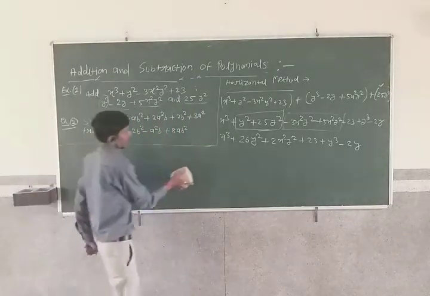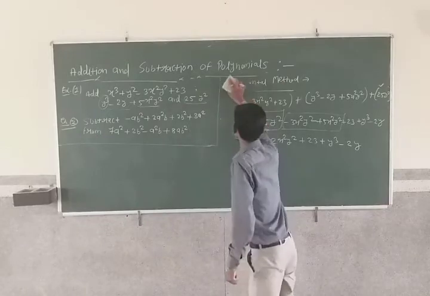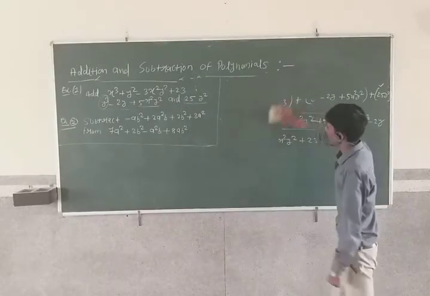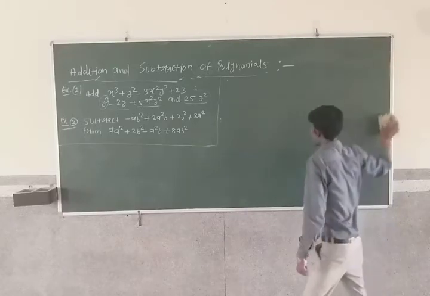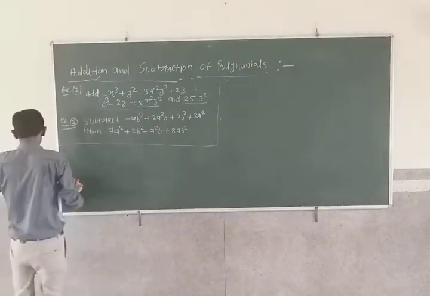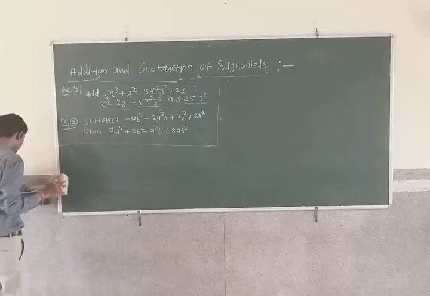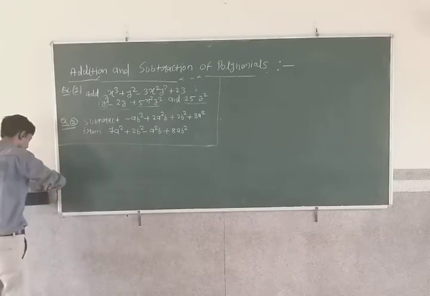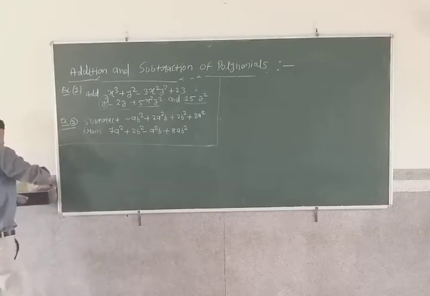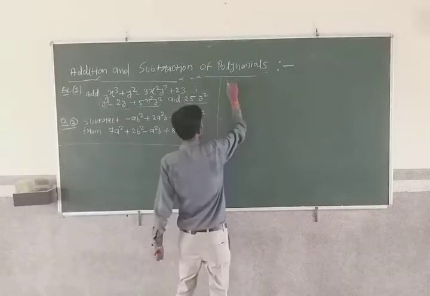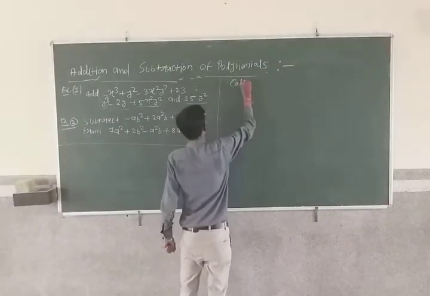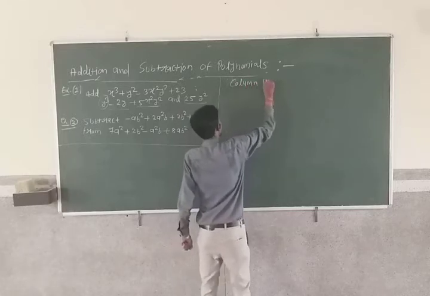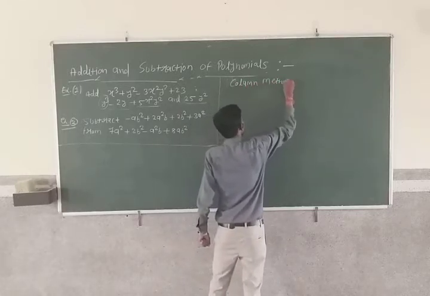Now let us try example number 2, that is of subtraction. This example also I will explain by both methods, the column method and the horizontal method. Okay, so first let me explain the horizontal method for example number 2.